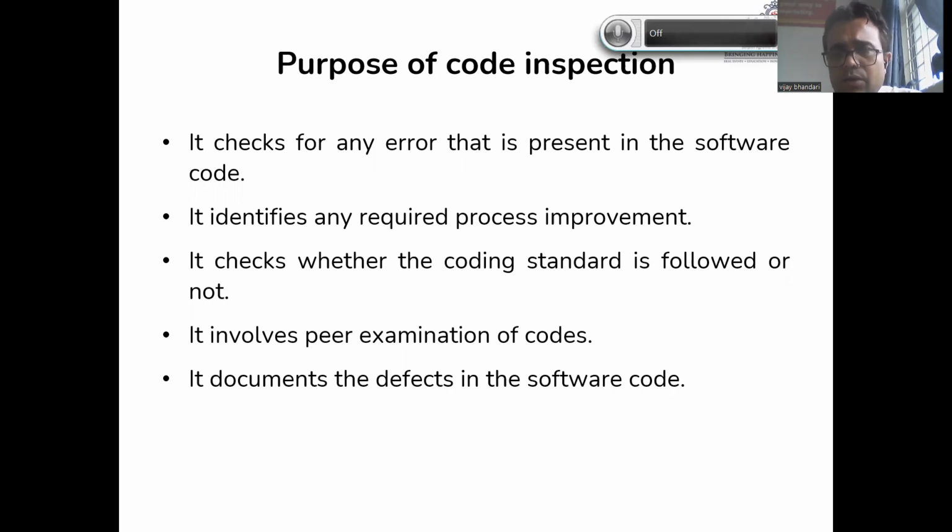So all the authorities are present in this software code inspection. The purpose of code inspection is mainly checking for any error present in the software code, identifying required process improvement, and checking whether the coding standard is followed or not. Peer examination is needed, so this is the purpose of code inspection.